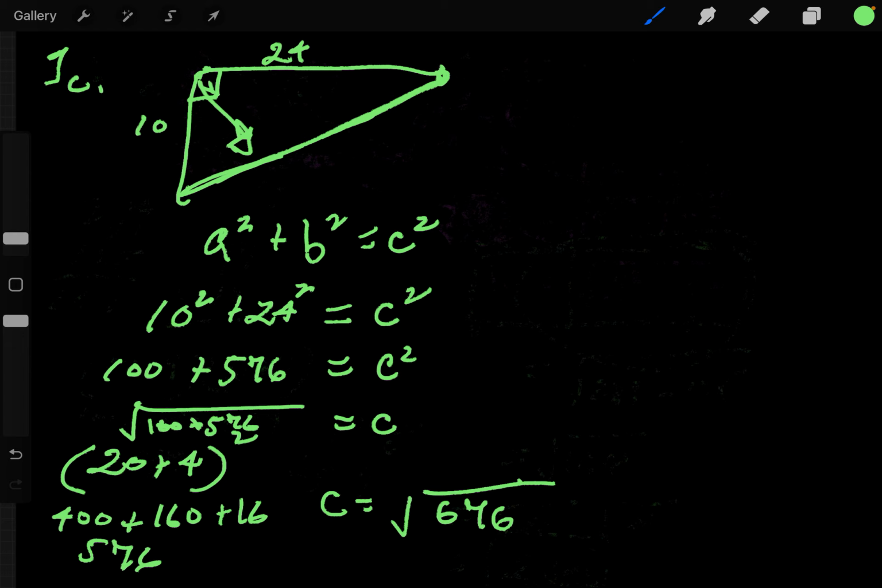Now I'm going to have to squint at this. Is there two 2's that I can fit in? Is this number divisible by 4? I do know that if I took my time, I'd find out that this number is divisible by 4. So I would rewrite it as c is equal to the square root of 4 times whatever this is going to multiply to. So how many 4's fit into 676?